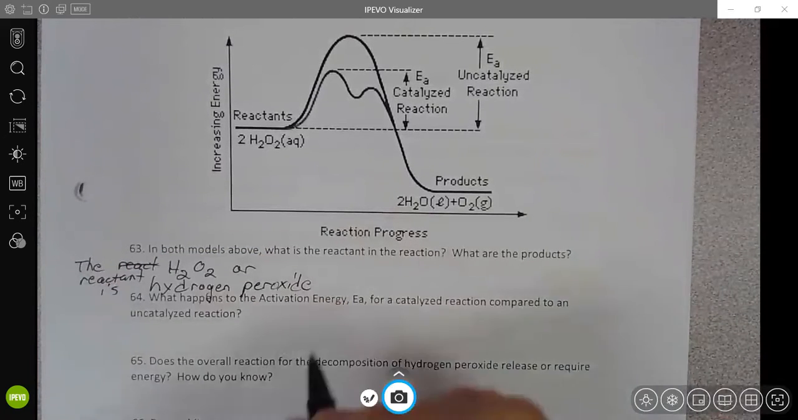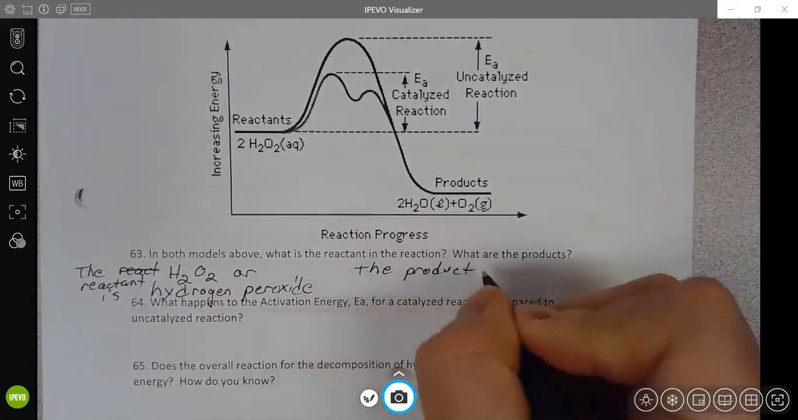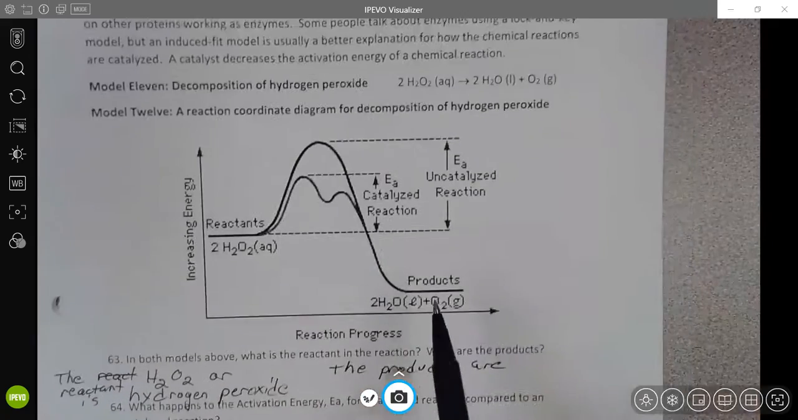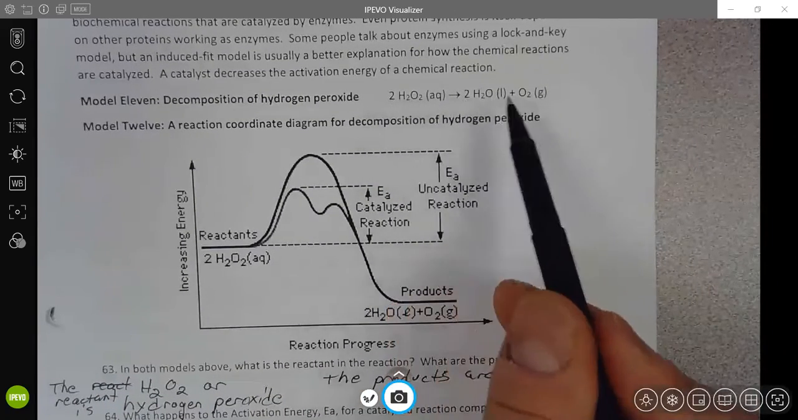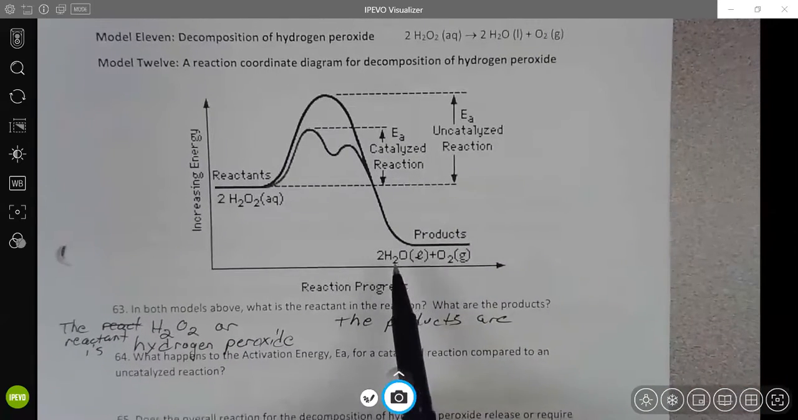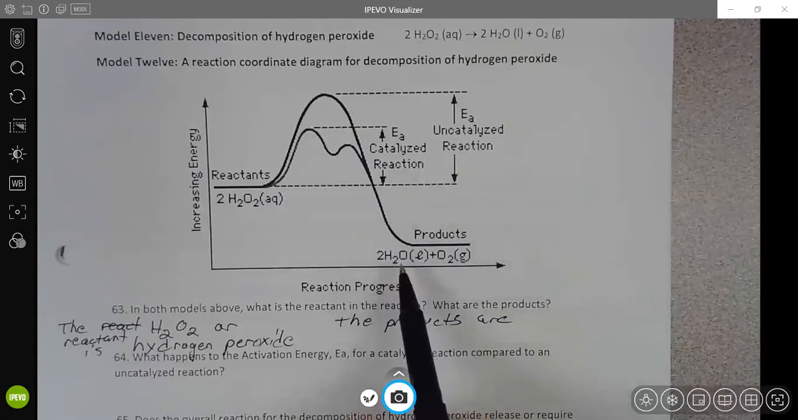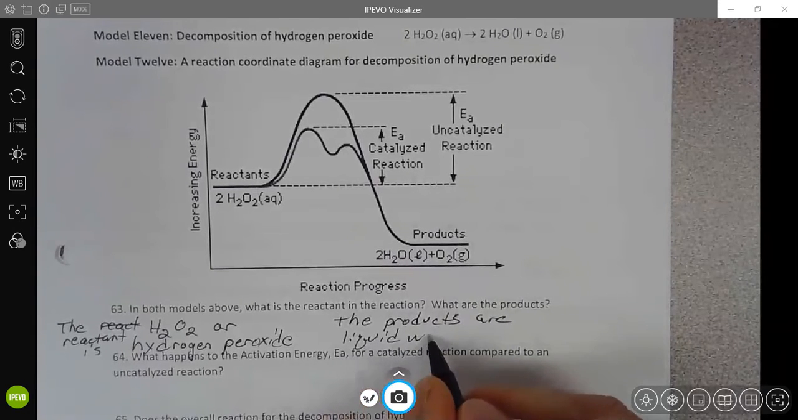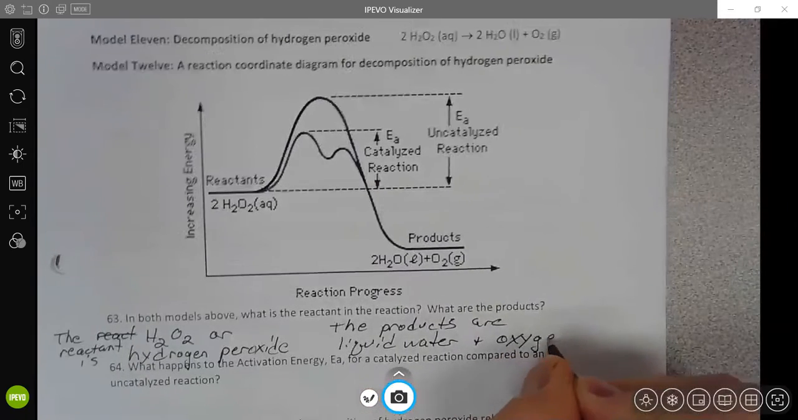What are the products? What are we producing in the reaction? What is our reactant turning into? And it's also labeled on our reaction coordinate diagram. So our products are liquid water and oxygen gas.